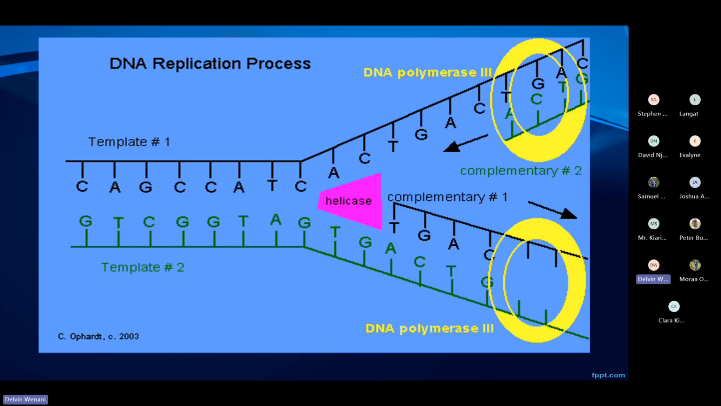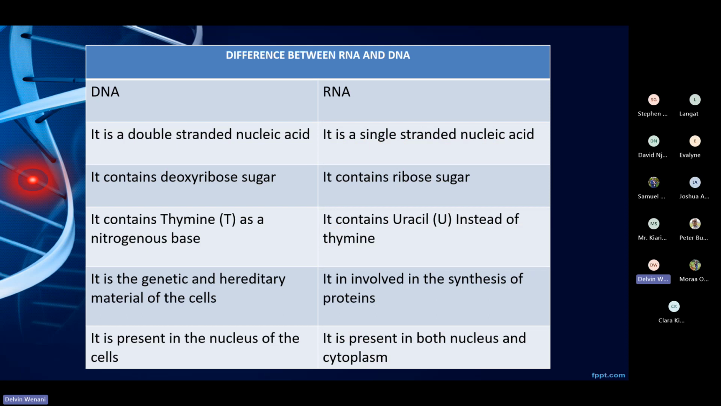So next, I want us to look at the differences between the RNA and the DNA. Let me start with the DNA. I'll be reading one difference from both sides. A DNA is a double-stranded nucleic acid, but an RNA is single-stranded.